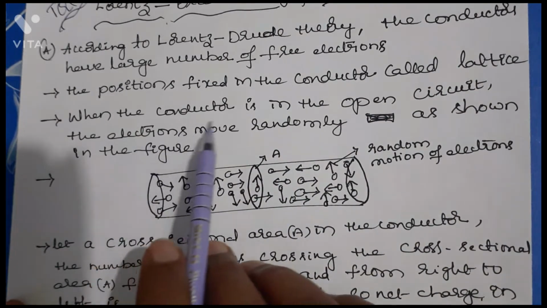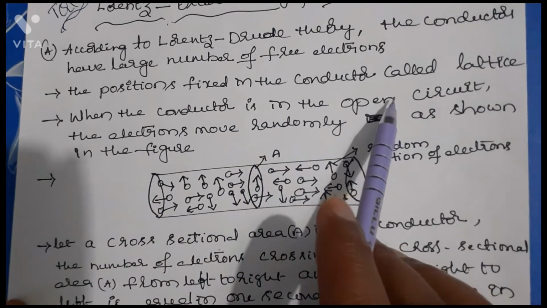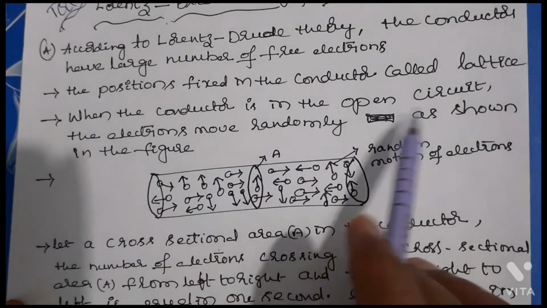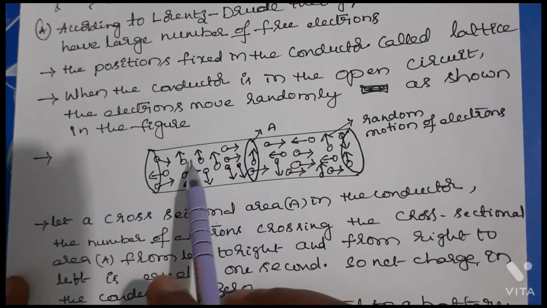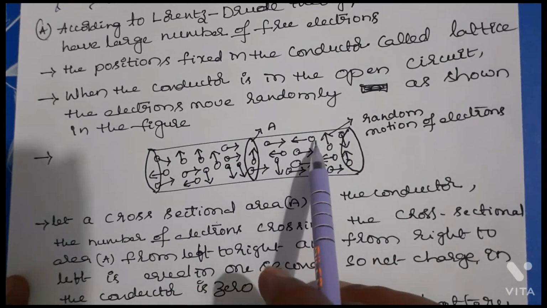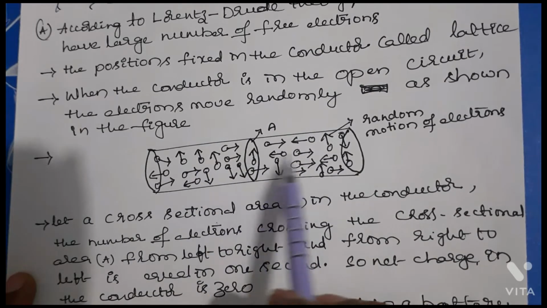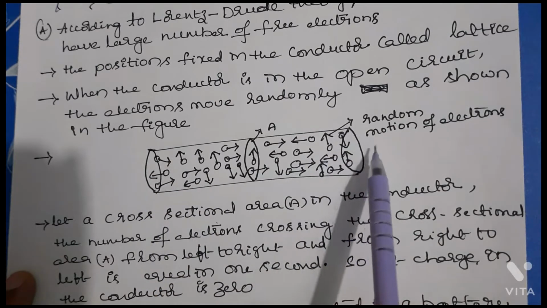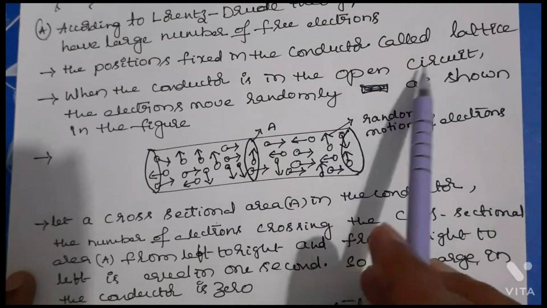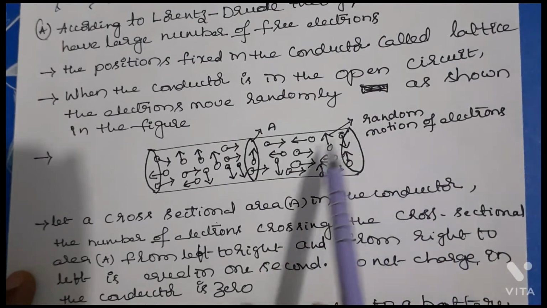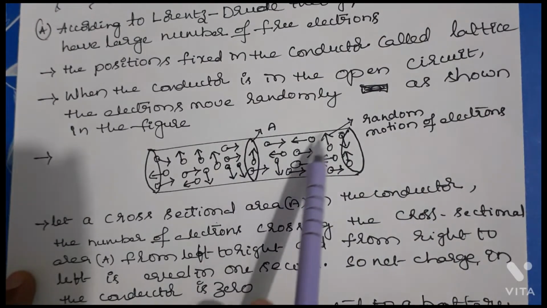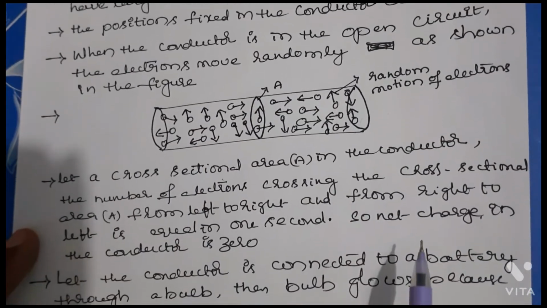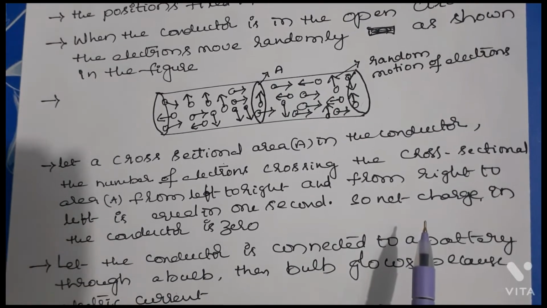Consider the conductor in an open circuit, meaning it is not connected to any cell or battery in the circuit. You can see the electrons move randomly as shown in the figure. These electrons are moving in all possible directions. Random motion means moving improperly in all possible directions. There is no particular direction, so there is no orderly motion of the electrons.